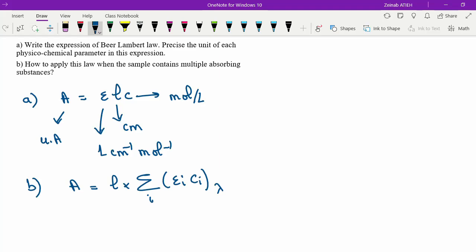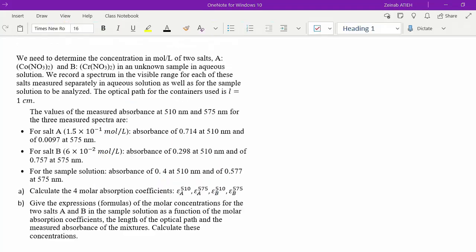So now, let's move to the last one. We need to determine the concentration in mole per liter of 2 salts, A and B, in an unknown sample in aqueous solution. So we have to find the concentration of A and the concentration of B. We record the spectrum in the visible range for each of these salts measured separately in aqueous solution, as well as for the sample solution to be analyzed. The optical path for the containers used is L equals 1 cm.